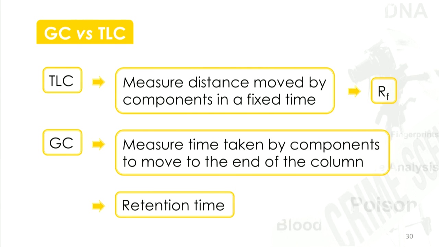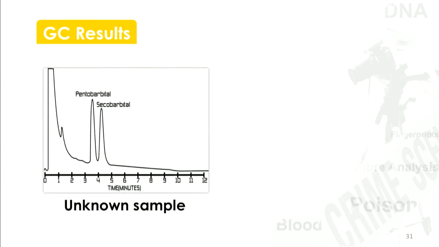So the output, the data that we get from the GC, looks a little bit like this. We no longer have spots on a plate, we have peaks on a graph. And we're no longer measuring RF, we're measuring the retention time, and this is typically measured in minutes. But the principles are the same.